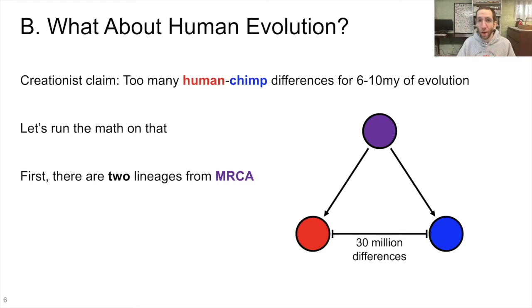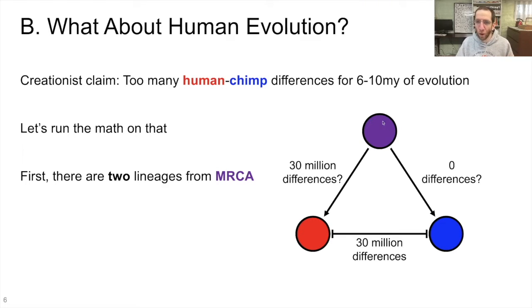The first problem is that there are two lineages from the human-chimp most recent common ancestor to extant humans and extant chimps. So take a look at this little diagram here in purple. We have our most recent common ancestor, the thing that we evolved from. And then on the bottom, in red, we have humans, and in blue, we have chimps, and creationists say, well, there's 30 million differences or 300 million differences. Let's take 30 million, given their lowest estimate, and say there are 30 million differences between us and chimps. So creationists say you need to get 30 million differences along that human lineage, and that's just too many mutations and not enough time. However, that's wrong because chimps are also evolving too.